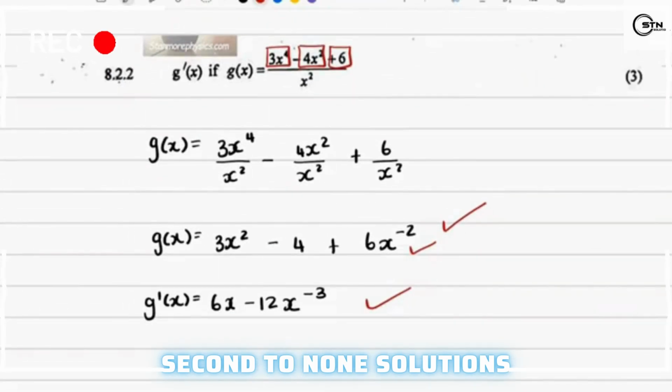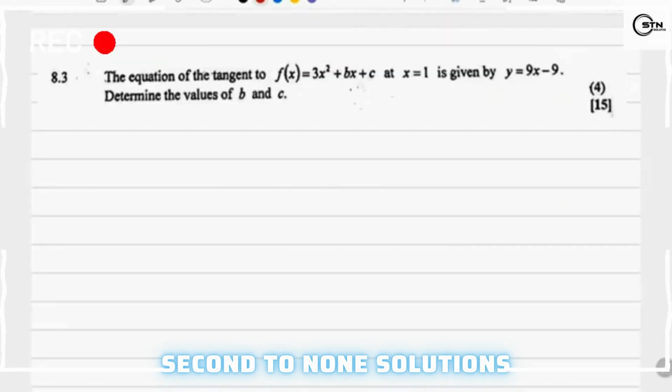Moving on to the next question. Then we have the last question of question 8, and it says the equation of the tangent to f of x is equal to 3x squared plus bx plus c at x is equal to 1 is given by y is equal to that. So the equation of a tangent to this parabola, at x is equal to 1, is given by this equation. You have to determine the values of b and c.